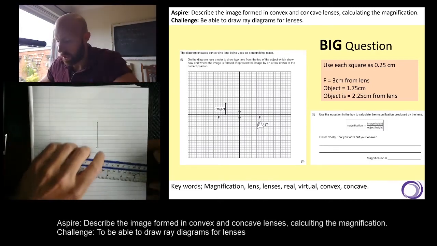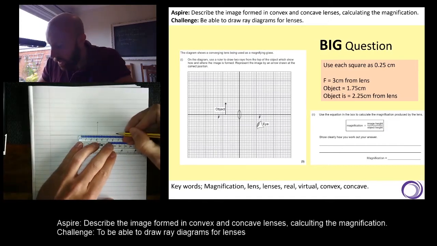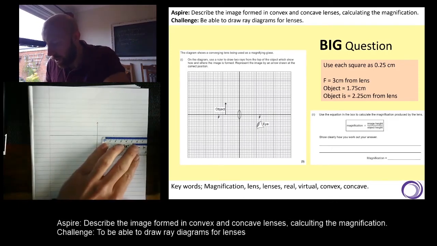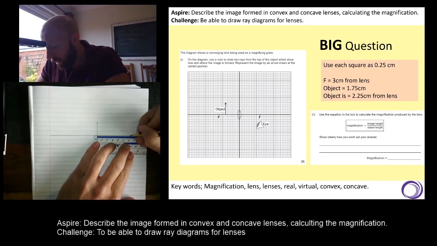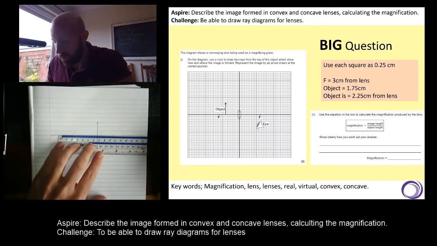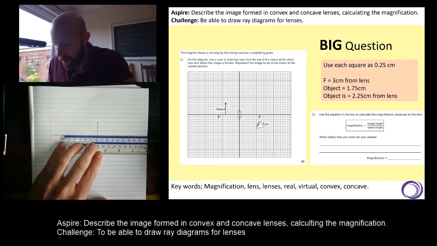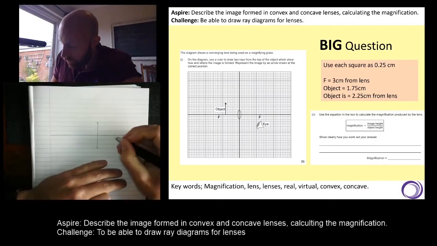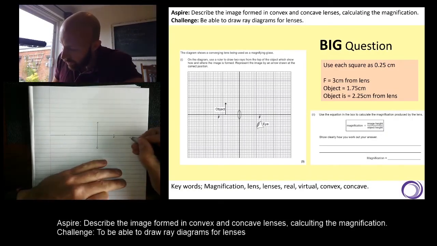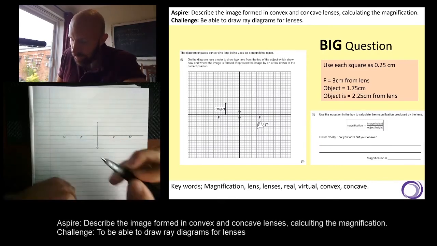So focal point at 3 centimeters. So there's 3, and there's 3, and that would be 3. You have to make sure you get these absolutely spot on. Any little error might lead to you getting this question wrong, not because you don't know what to do, but just because of the scale. And another 3. Okay, let's label those. F, 1 focal length, 2 focal lengths, F, 2 focal lengths.